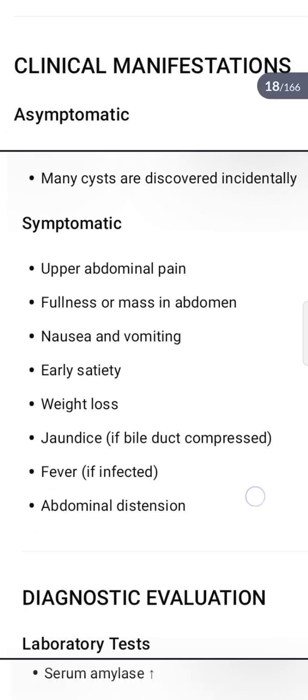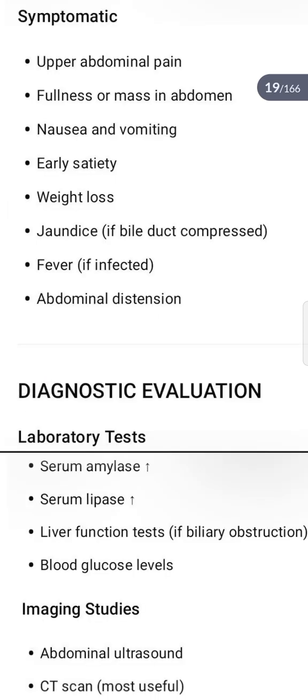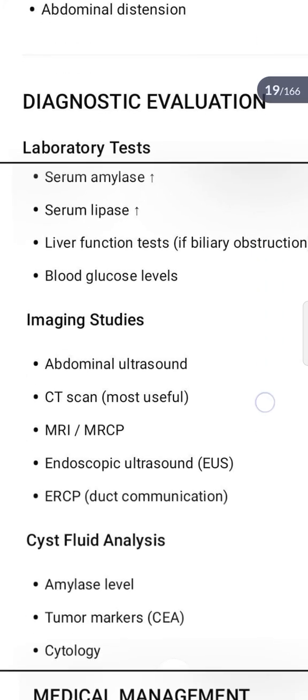Now we are having clinical manifestation. Let's just see the signs and symptoms. Mainly the patient remains asymptomatic. In the initial stage he doesn't have any kind of signs and symptoms, and later you can see some symptoms like upper abdominal pain, fullness or masses in the abdomen, nausea and vomiting, weight loss, jaundice, fever and abdominal distension.